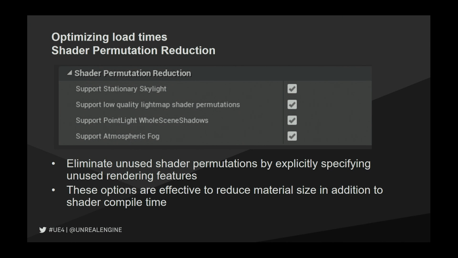So with that background, I can tell you another important optimization is removing unused shader permutations. We leave them all on by default so that everything works by default. But if you know you aren't using, for example, stationary skylights in your game, you should disable the shader permutations for them. Same with atmospheric fog or low quality light map shaders. This will also reduce material compilation time and reduce the size of the material UAsset file itself.